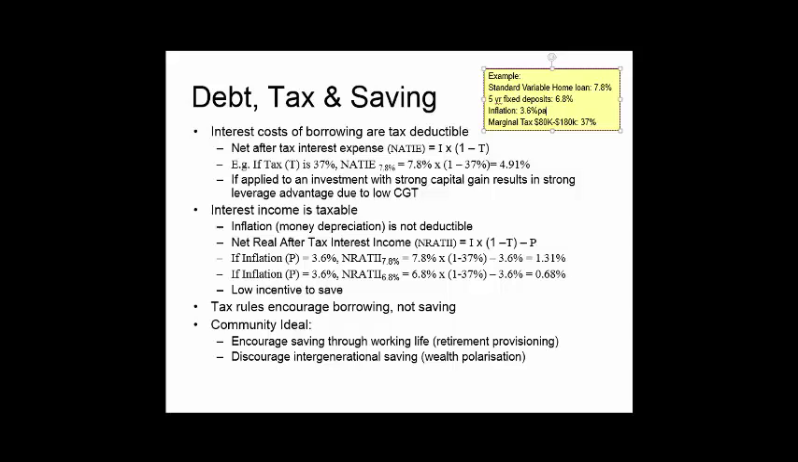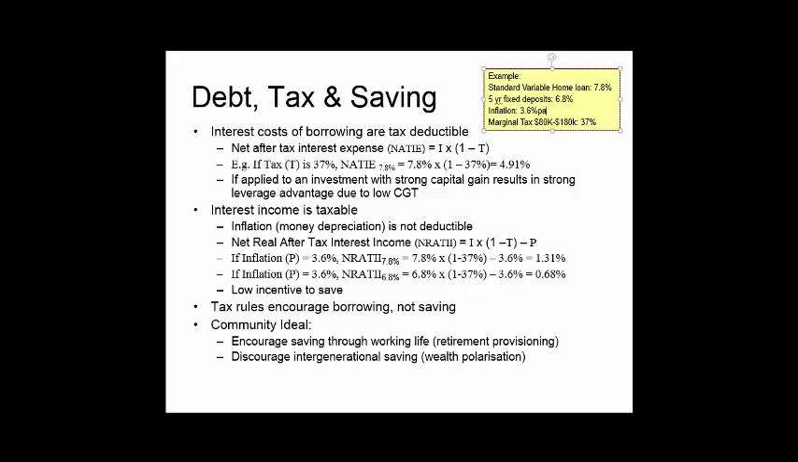To understand some of the factors that influence which side of debt is attractive to be on, we can look at the effect of tax and the overall incentives towards saving or borrowing. Interest costs of borrowing are tax deductible, and so this means that your net after-tax interest expense is reduced because of that tax deduction. Mathematically, it's equal to the interest rate multiplied by 1 minus the tax rate.